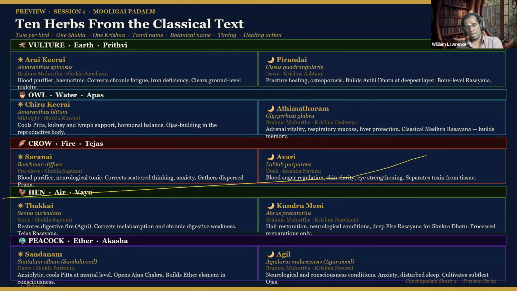So if you understand which herbs are related to which tattva or which bird, taking them will help your health and many other purposes, for rasayana, all that will matter. So it is very important to understand the bird first if you are taking these herbs. Any doubts on these herbs? This is from the original.